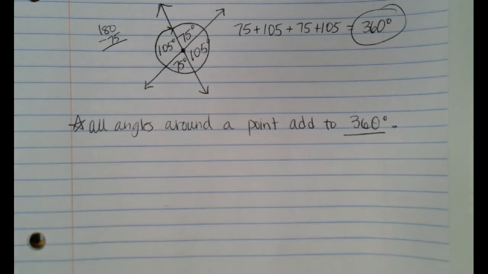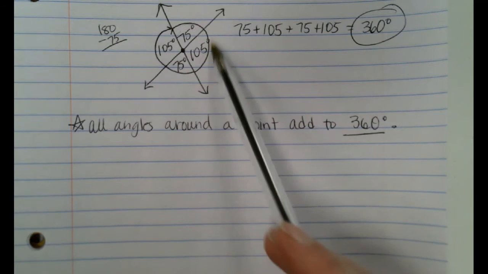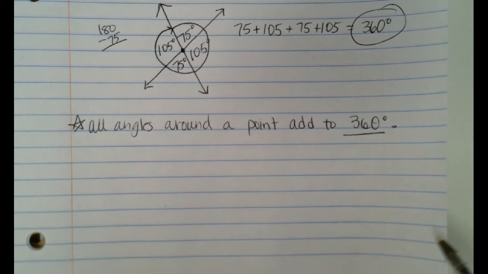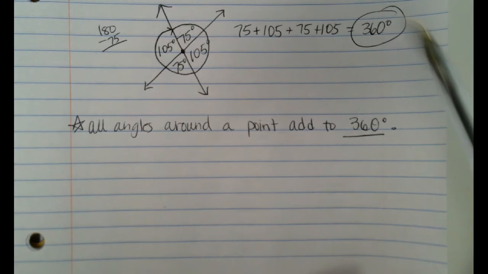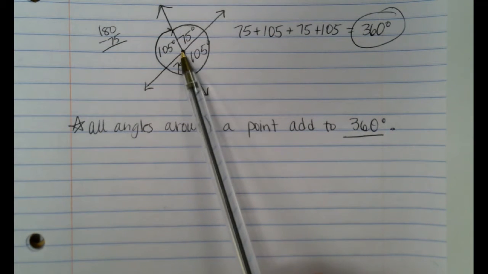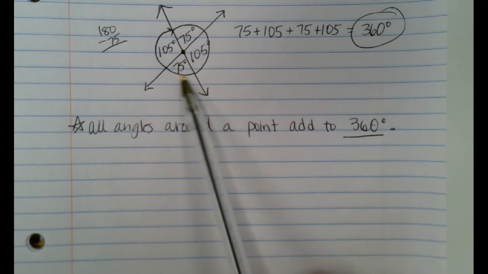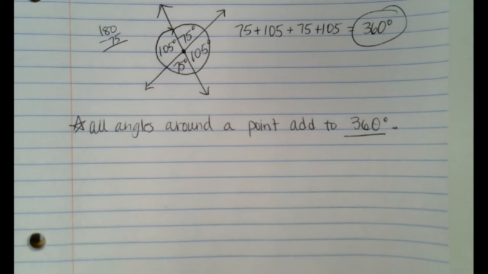It doesn't just have to be 4 angles, okay? In this case, in a lot of our cases, we have 4 angles, but it can be more angles than that. It could be less angles than that. But whenever you have a central point, which is what this is, a central point, any of the angles around that point are going to add up to 360 degrees.